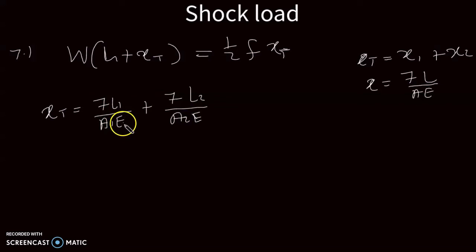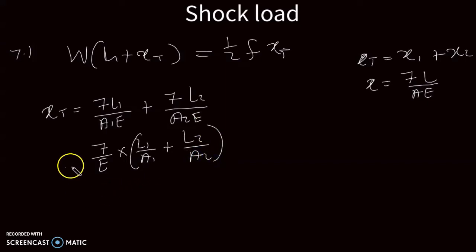The force and the Young's modulus will be the same. Therefore, we are going to take them as common factors, which will be F over E, times, in bracket, length number 1 divided by area number 1 plus length number 2 divided by area number 2, close the bracket. And then we are going to substitute. The force we do not have, that's what we are looking for. The Young's modulus is 209 times 10 to the power of 9, it's giga.